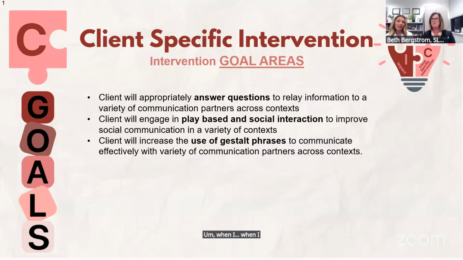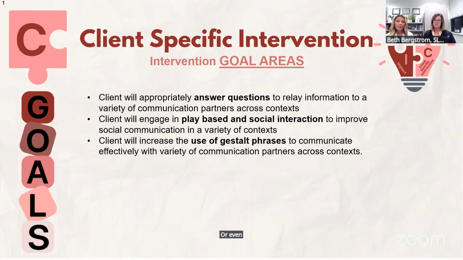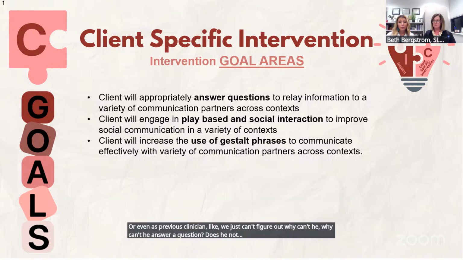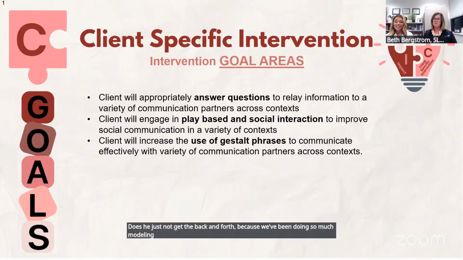When I inherited him from Beth because she couldn't supervise in that semester, I happily took this little guy. And at this point, he was having difficulty answering and asking questions. I remember talking to Beth, or even his previous clinician, like we just can't figure out why he can't answer a question. Does he not know what a what, who, where question is? Does he not have the vocabulary to answer the question? Do we need to target the vocabulary? Does he just not get the back and forth because we've been doing so much modeling of phrases that he's just been repeating? So we dug in a little bit to that, but definitely still a main concern for him.